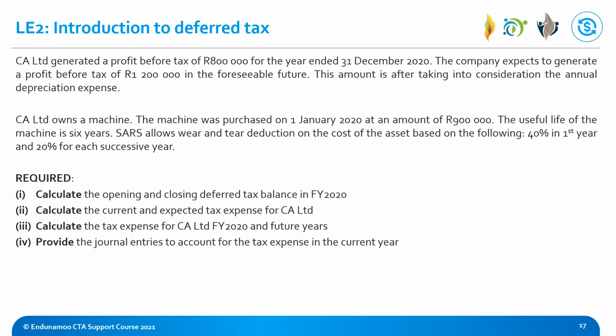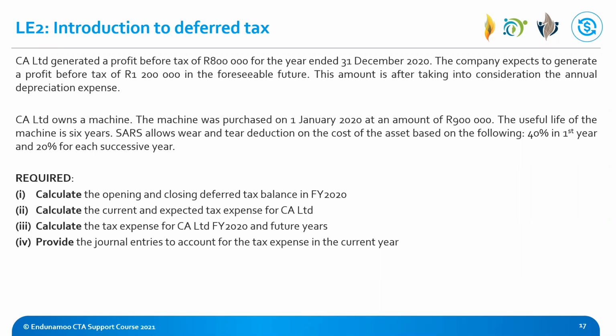CA Limited generated a profit before tax of 800,000 for the year ended 31 December 2020. The company expects to generate a profit before tax of 1.2 million in the foreseeable future. This amount is after taking into consideration the annual depreciation expense. CA Limited owns a machine. This machine was purchased on 1 Jan 2020 at an amount of 900,000. The residual value of it, though, is 600,000. SARS allows a wear and tear deduction on the cost based on the following: 40% in the first year and 20% for each successive year. So what is the deferred tax balance in 2020?